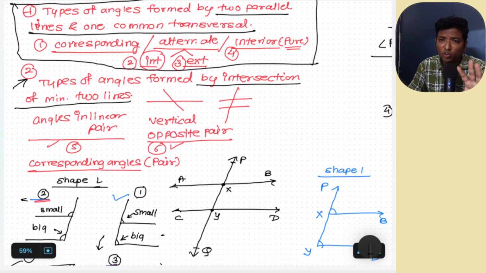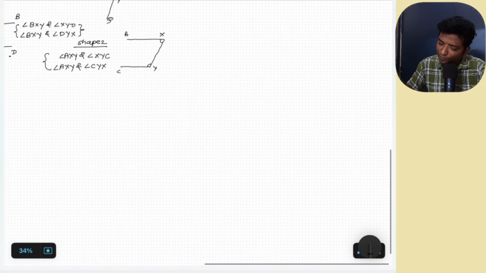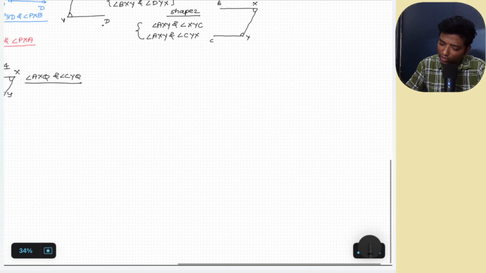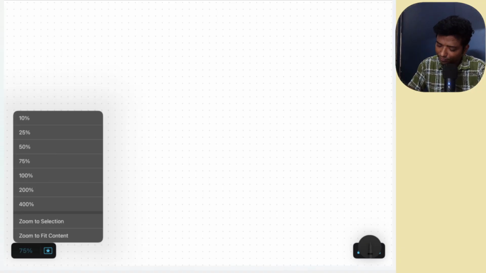So in any scenario we are going to get these two types of angles, that is angles in linear pair and vertically opposite pair of angles. Okay? Let's go to it. Here I need a little more screen, I want to make a single wave of it, therefore I'm not taking the other. Chalo, let's deal.